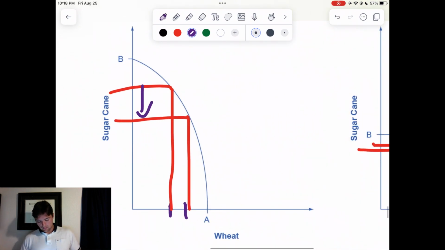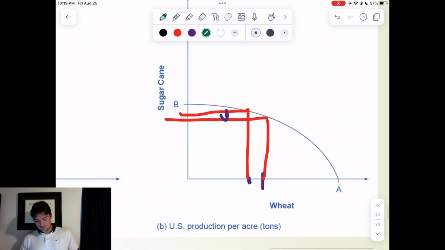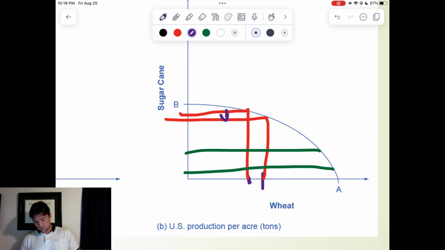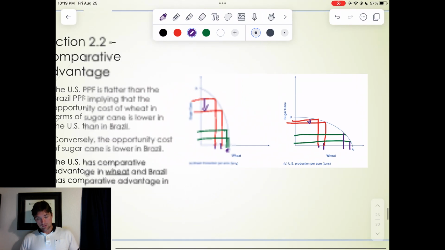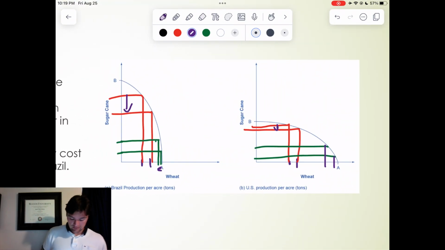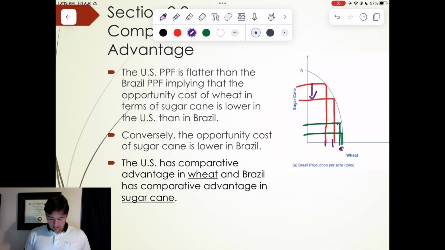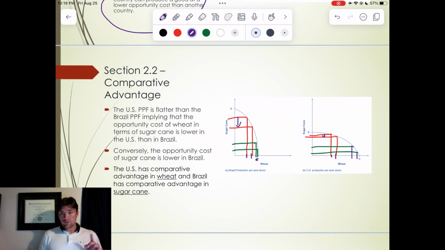So now, if we were to go 1 up here, we would see a very little change. And if we were to go over here, we would see a little bit bigger change here. So again, Brazil has a lower opportunity cost in producing sugarcane. The main thing to remember here is you have a lower opportunity cost of making something.